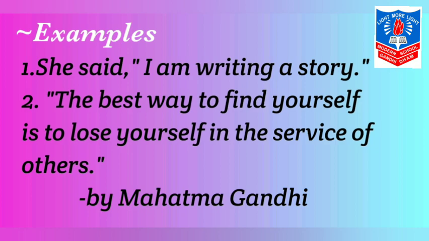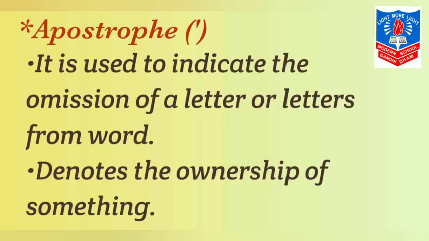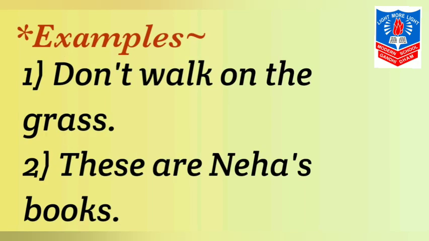Let's talk about the apostrophe. It is used to indicate the omission of a letter or letters from a word. Secondly, it denotes the ownership of something or someone. For example, don't walk on the grass. These are Neha's books.